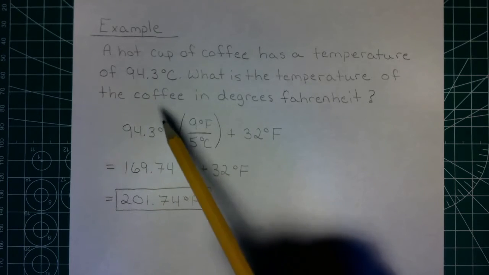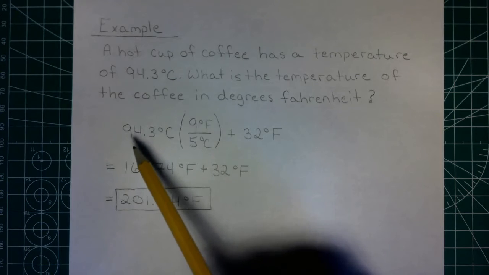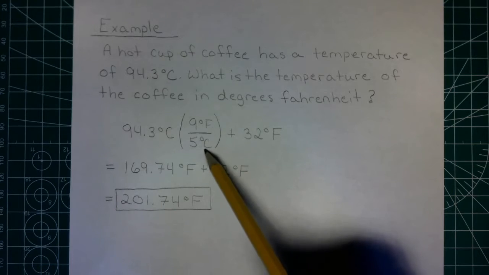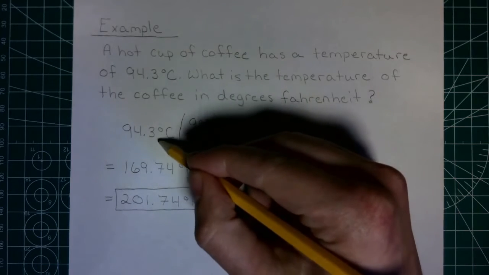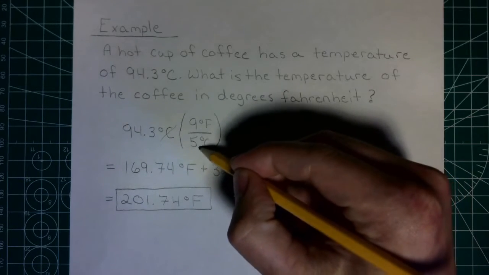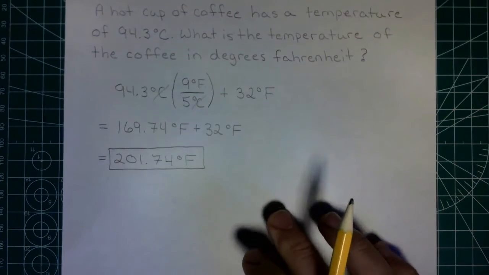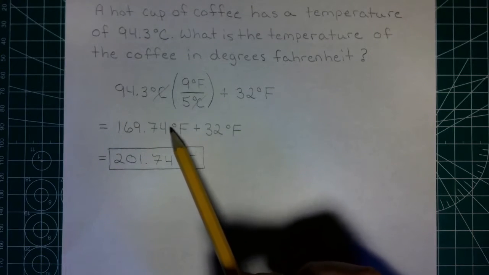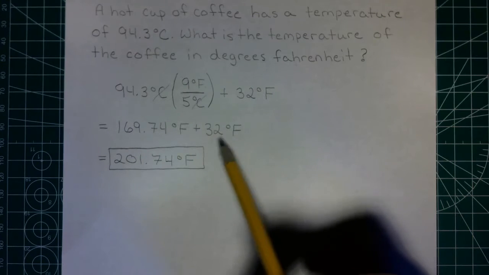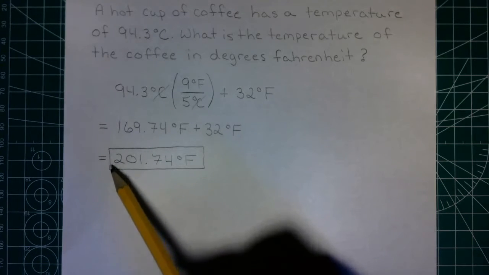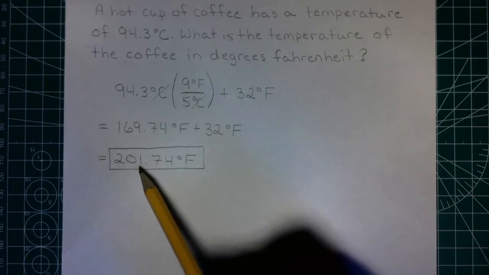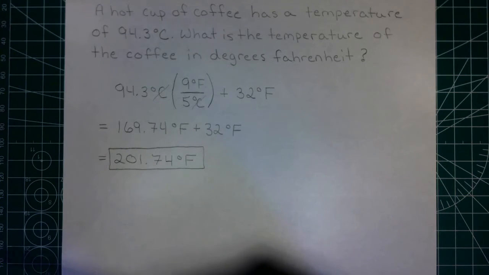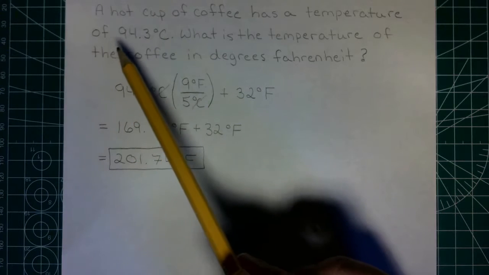So we start off by having our value in Celsius here, 94.3. We multiply it by 9 degrees Fahrenheit for every 5 degrees Celsius. We've canceled the degrees Celsius now. I can simplify that down after I've done that math to 169.74 degrees Fahrenheit plus 32 degrees Fahrenheit, and I can see that the temperature in Fahrenheit is 201.74 degrees Fahrenheit.